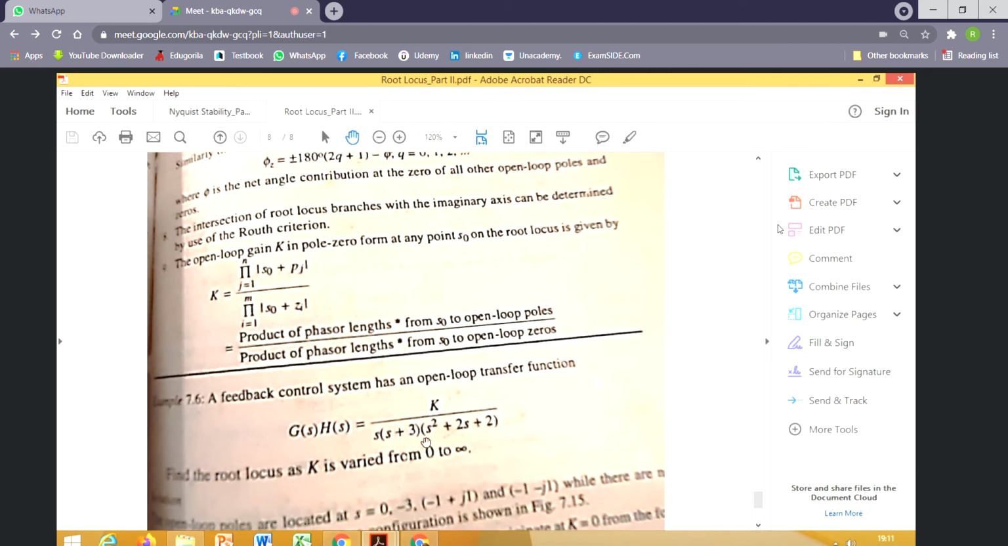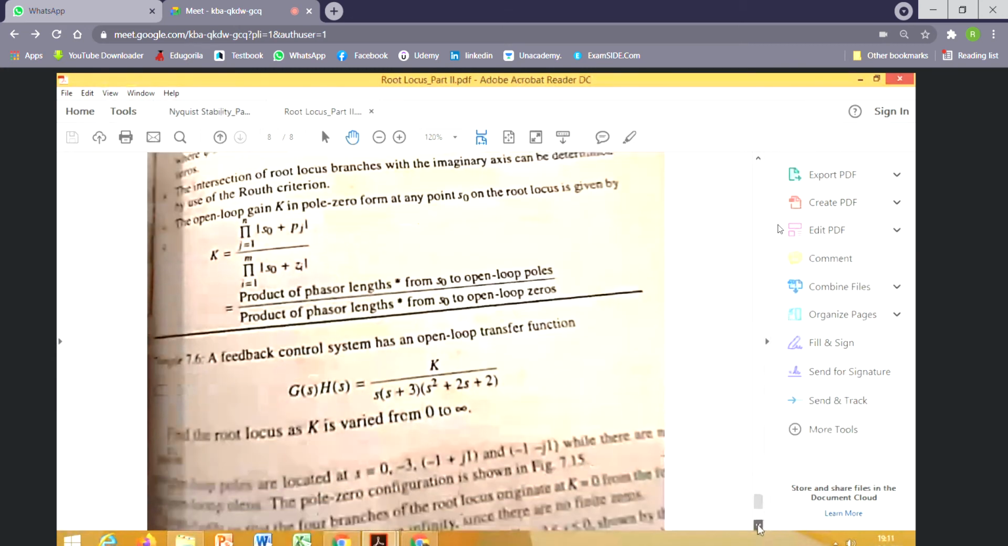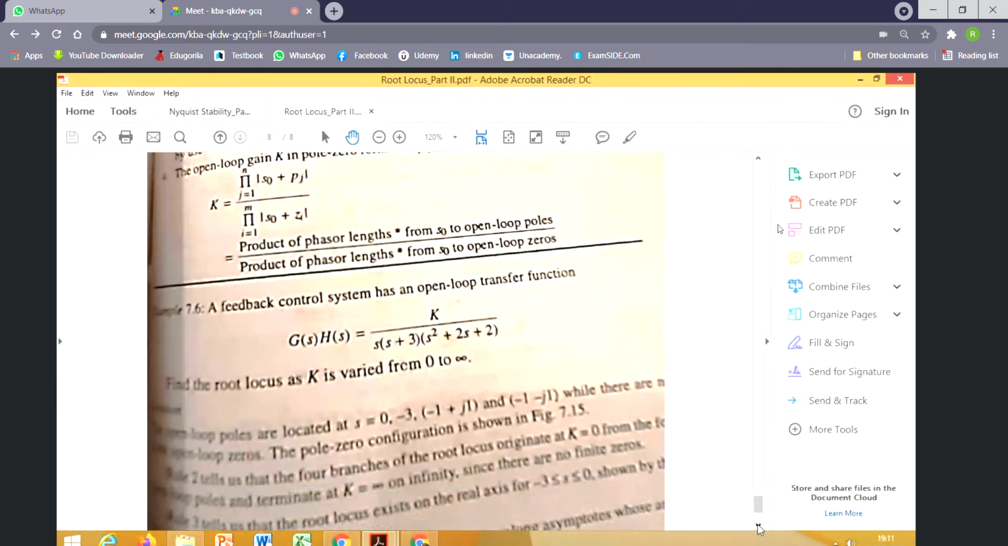This problem is given as an assignment. So sketch the root locus of this plot as the forward path gain k varies from 0 to infinity. Sketch this plot, and if you find any difficulty, please feel free to ask me.